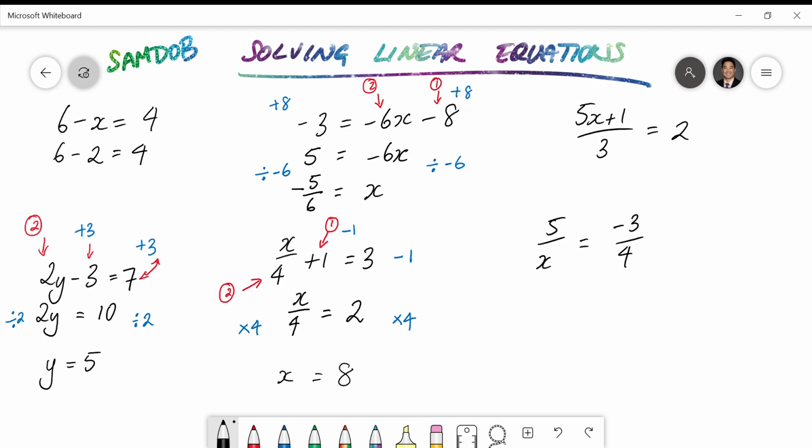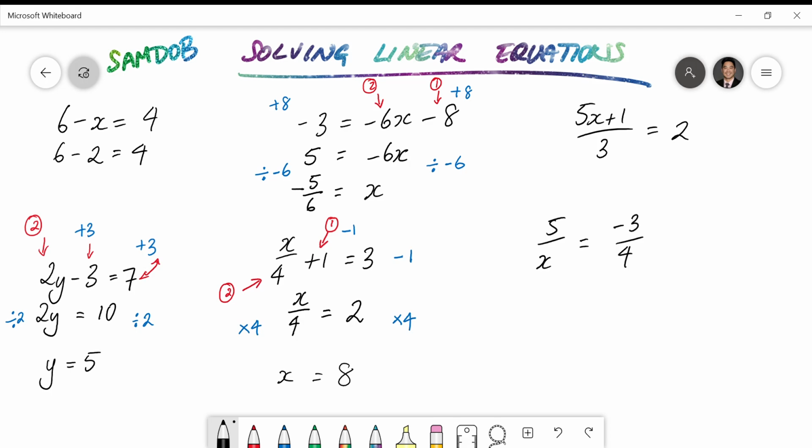Moving on to our second last question here, we've got (5x + 1)/3 = 2. And yes, we are looking at SAMDOB, and it is a common mistake where you go, oh, there's a plus up on the top, plus 1. So that is the thing that we need to get rid of first.